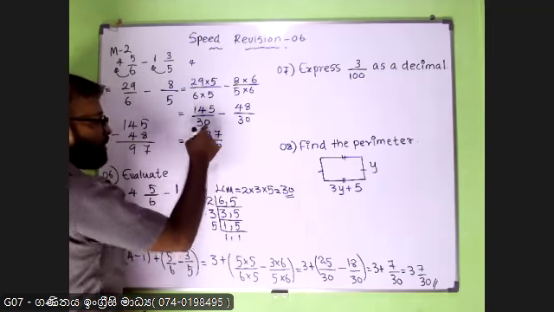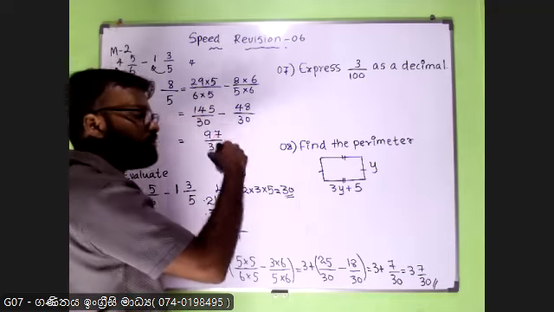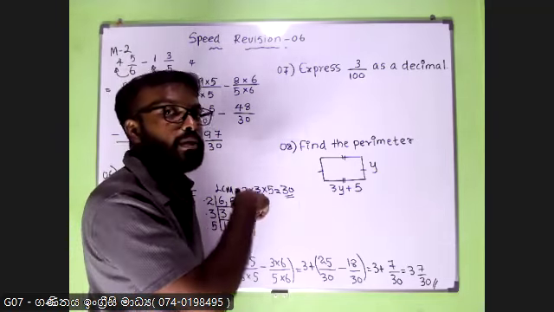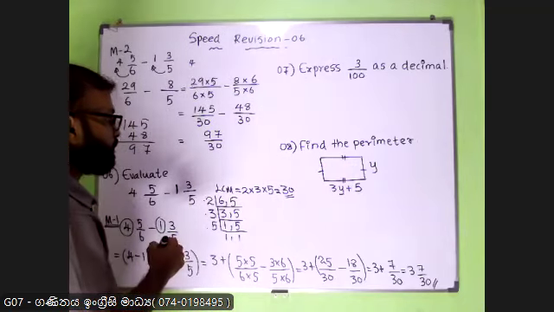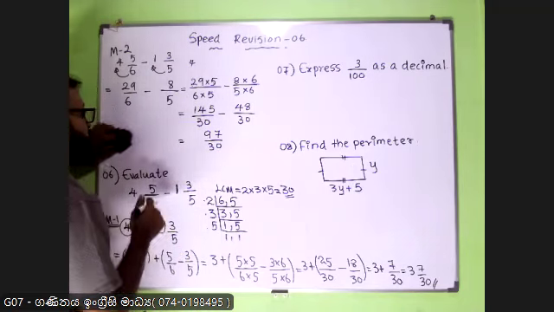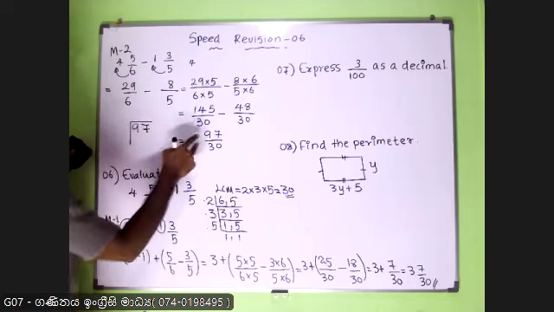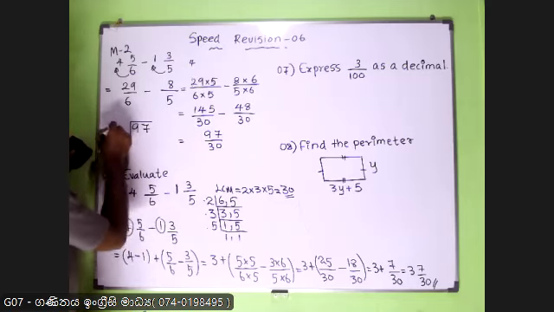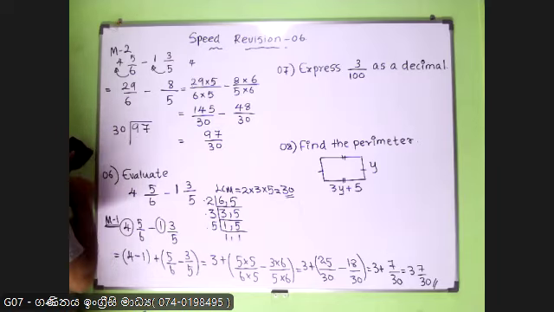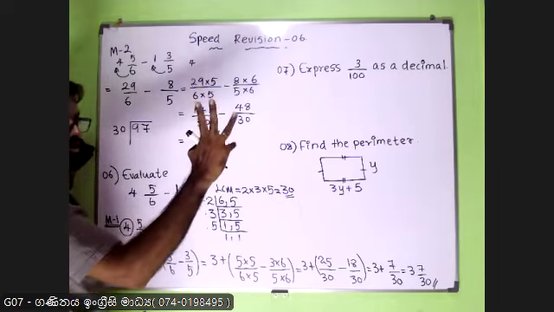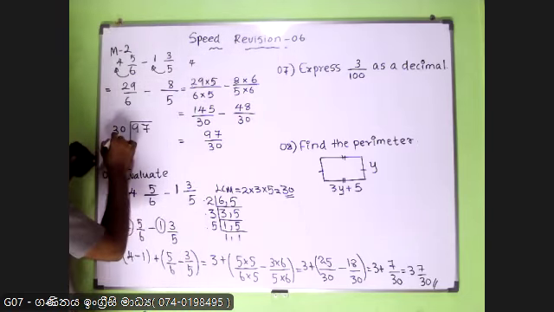So now this is an improper fraction. You should convert this into a mixed number. So how do you convert this into a mixed number? You have to use long division. 97 divided by 30. How many 30s are there for 97? 3. 3 30s are there for 97.